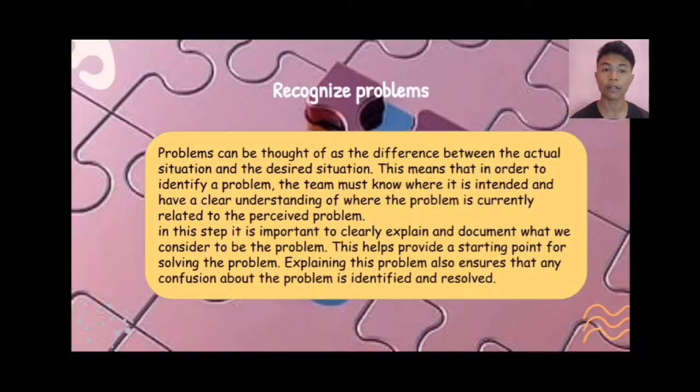The second one is on recognizing problems. Problems can be thought of as the difference between the actual situation and the desired situation. This means that in order to identify a problem, the team must know where it is intended and have a clear understanding of where the problem is currently related to the perceived problem. In this step, it is important to clearly explain and document what we consider to be the problem. This helps provide a starting point for solving the problem. Explaining this problem also ensures that any confusion about the problem is identified and resolved.